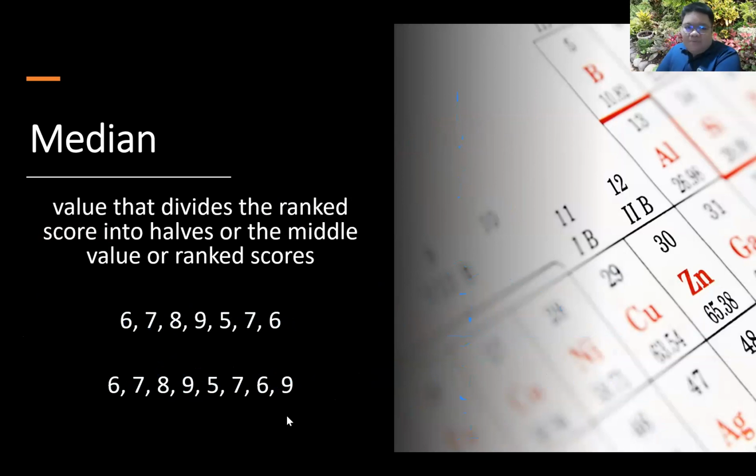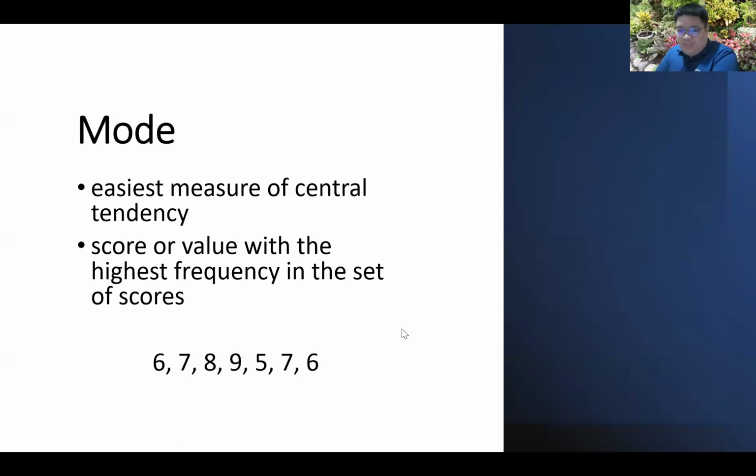Okay, good. Now, let's talk about your mode. Okay, pag sinabi naman nating mode, it's the easiest measure of central tendency. It means the score or the value with the highest frequency in the set of scores. Ano pong ibig sabihin natin yung frequency? Class, the frequency is simply the number of occurrences. Okay, class, your frequency actually just stands for number of occurrences.